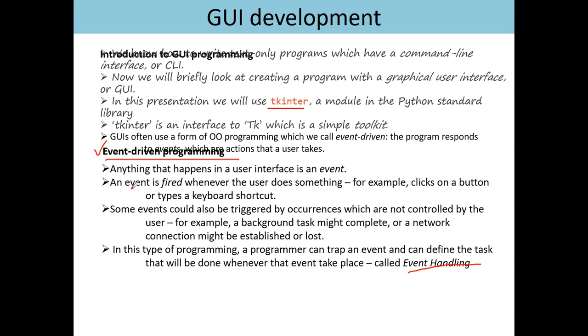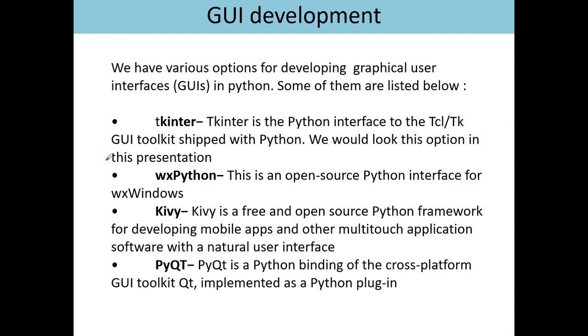So GUI development, obviously, is event-driven programming because you have to click on the button. So clicking on a button is an event. You have to move your mouse over a particular component. So you are moving the mouse, that is an event. The similar thing we have found in your AWT class also.